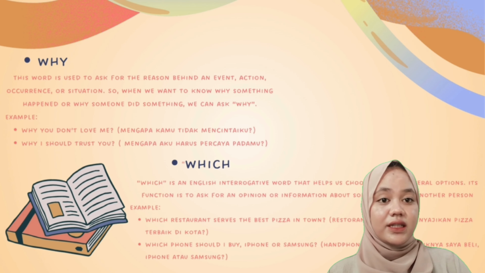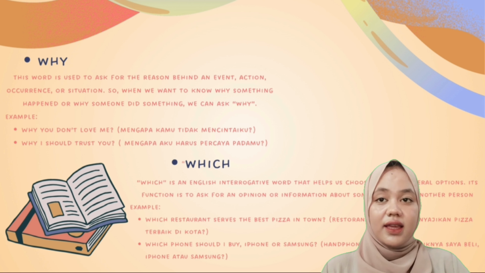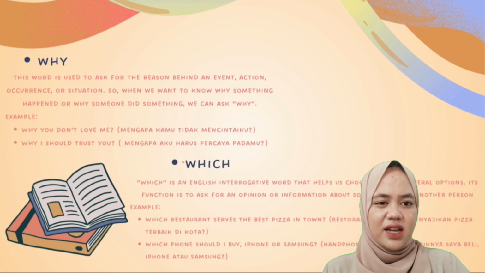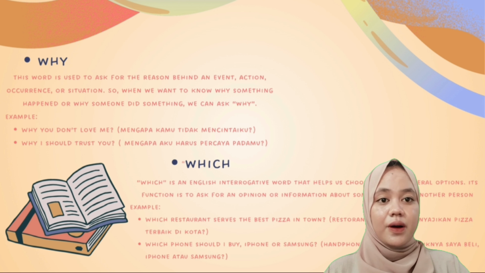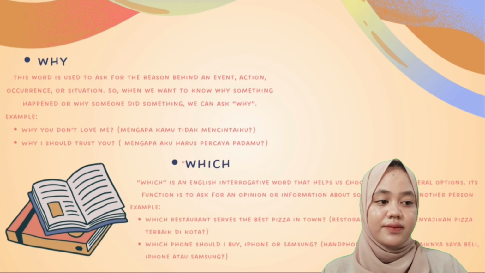Why? This word is used to ask for the reason behind an event, action, occurrence, or situation. So, when we want to know why something happened or why someone did something, we can ask why. Example, why don't you love me? Or why should I trust you? Which in English is an interrogative word that helps us choose between several options. Which? Pizza or burger? Or which one do you love?